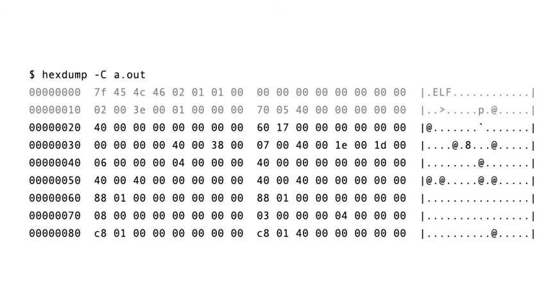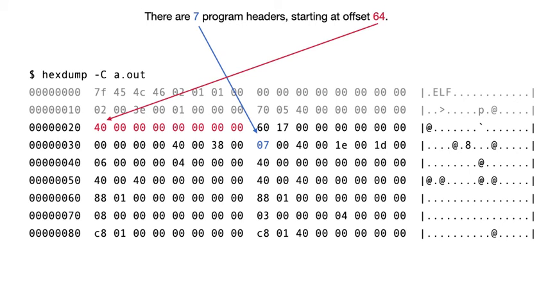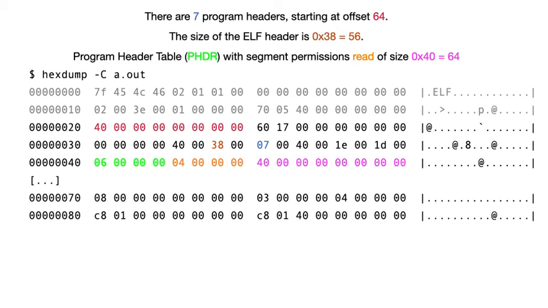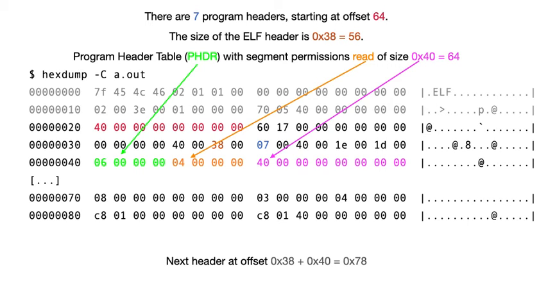Here's our hex dump of the executable. The grayed out bytes are those we've already seen. These bytes over here tell us that there are 7 program headers in total, starting at offset 64 or hex 40. The size of the ELF header is 0x38, or 56 decimal. The program header table has read-only permissions and is of size 0x40, 64 bytes. And with that information, we now know that we can find the next header at the offset 0x38 plus 0x40 equals 0x78, which is down here.